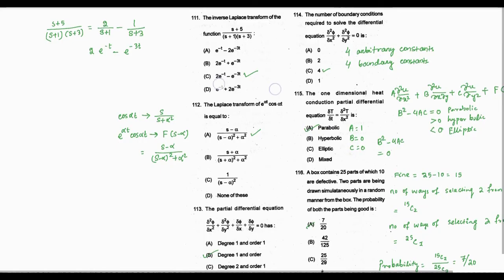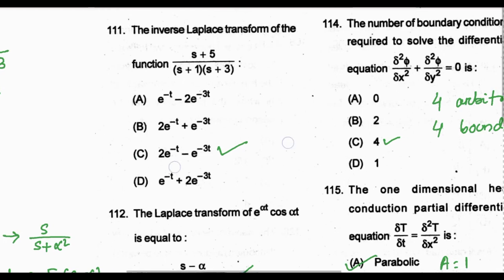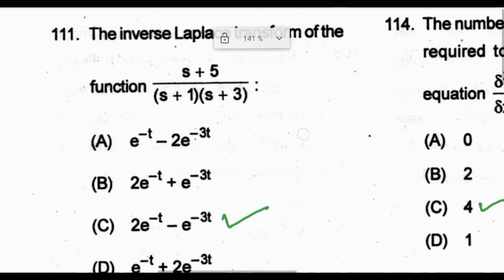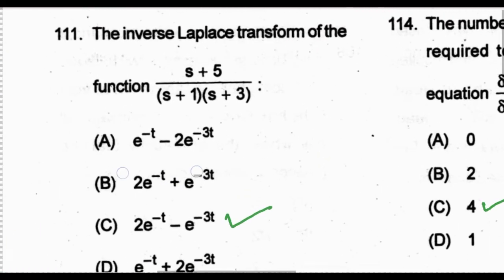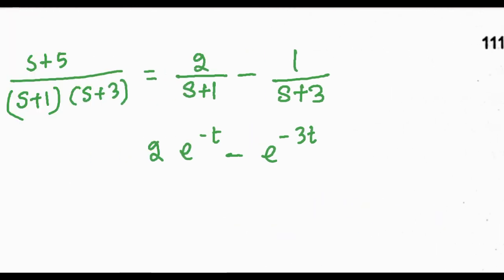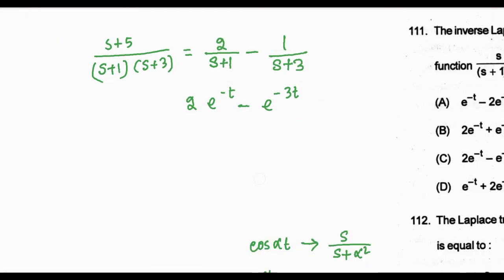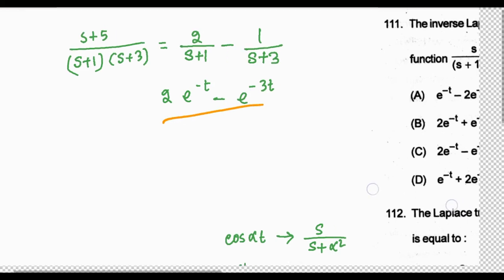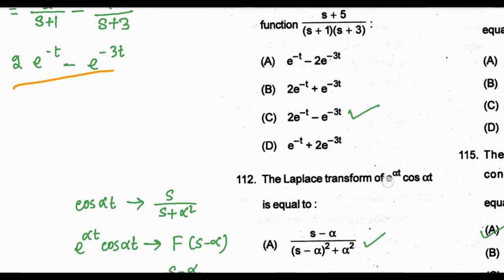Next question is question number 111. Inverse Laplace transform of the function (s plus 5) by (s plus 1)(s plus 3). First we will do the partial fraction, and then the inverse Laplace transform. By the partial fraction, we are getting 2 by (s plus 1) minus 1 by (s plus 3). For 2 by (s plus 1) it is 2 into e to the power minus t, and for 1 by (s plus 3) it is e to the power minus 3t. So this is the answer. Answer is option C.